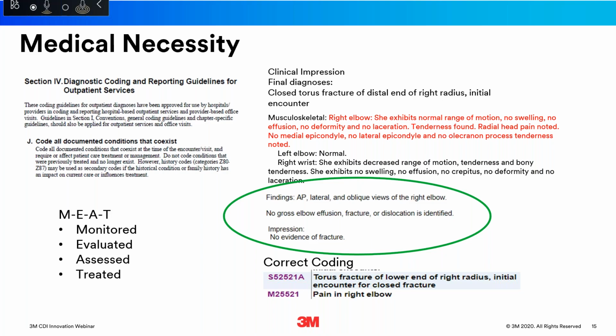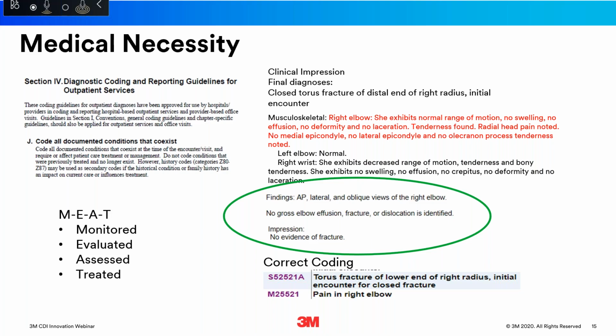And I'm sure that some of you have probably seen the MEET acronym. We say if it meets MEET, then it can be coded, and MEET stands for monitored, evaluated, assessed, or treated. And it basically reiterates what our coding guidelines tell us. It requires or affects patient care, treatment, or management.